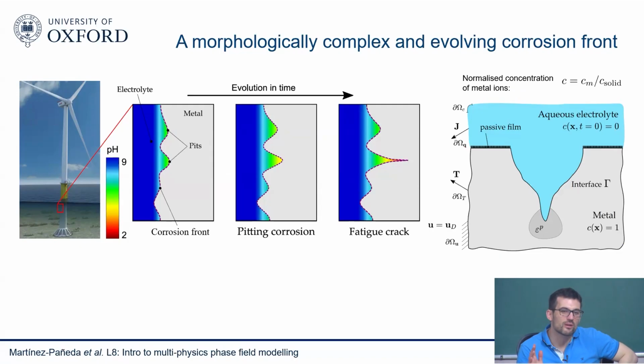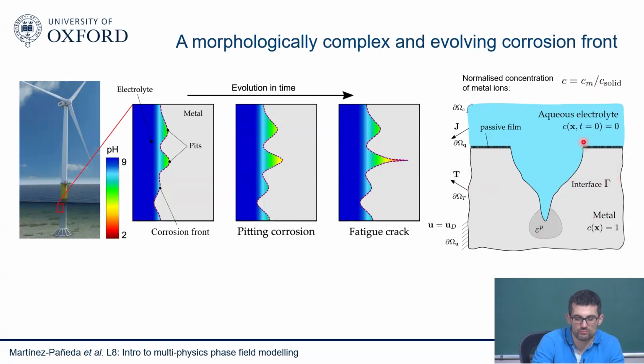But if you had to model corrosion mathematically, the simplest case you can think of is one variable. You basically have a normalized concentration of metal ions. Normalized means the concentration of metal ions divided by the concentration of metal ions in the solid, in the metal. So C will be equal to 1 in the metal.